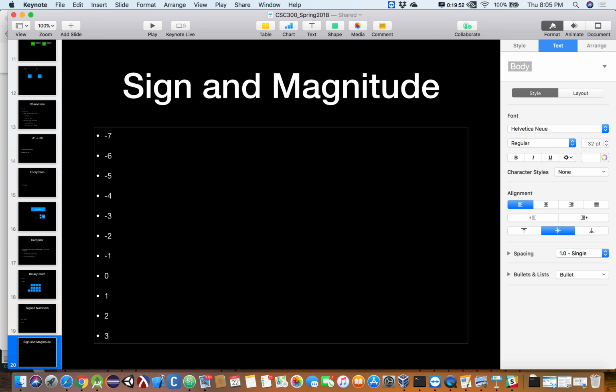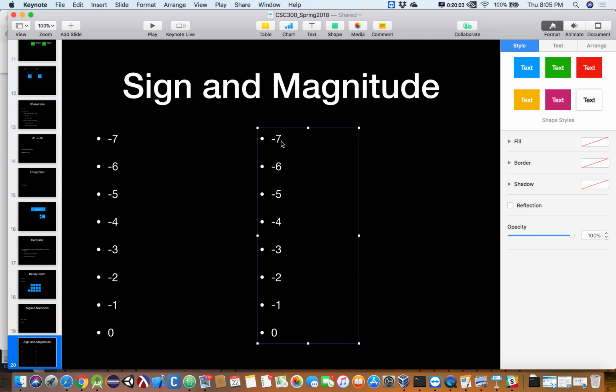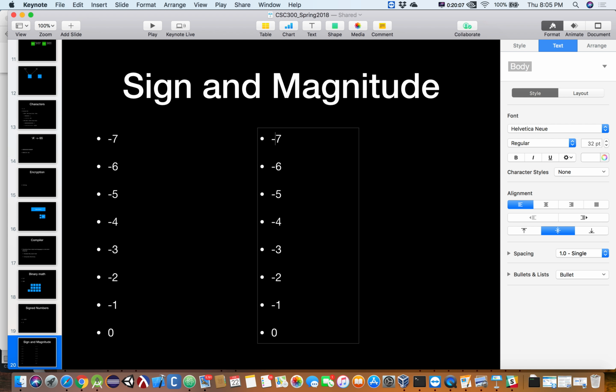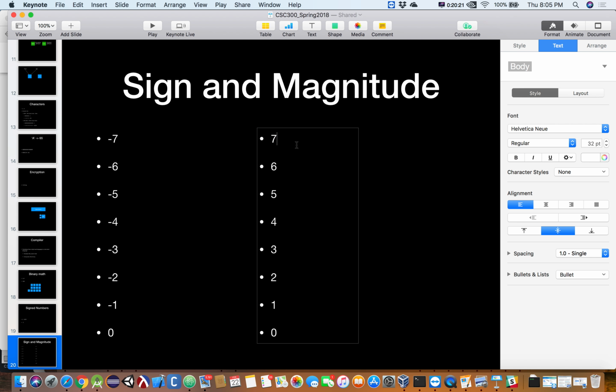Actually, this will be better to show what's going on here anyway. Copy this. Now we'll just take the negative signs off of these. Let's deal with the stuff over here on the left first. We're going to decide that a 0 in the far left bit is going to be a positive number. So a 7 will be 0, 1, 1, 1. A 6 would be 0, 1, 1, 0.